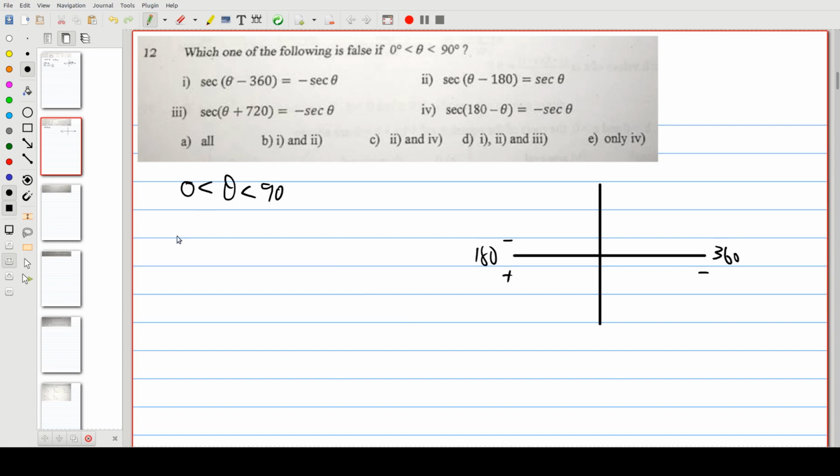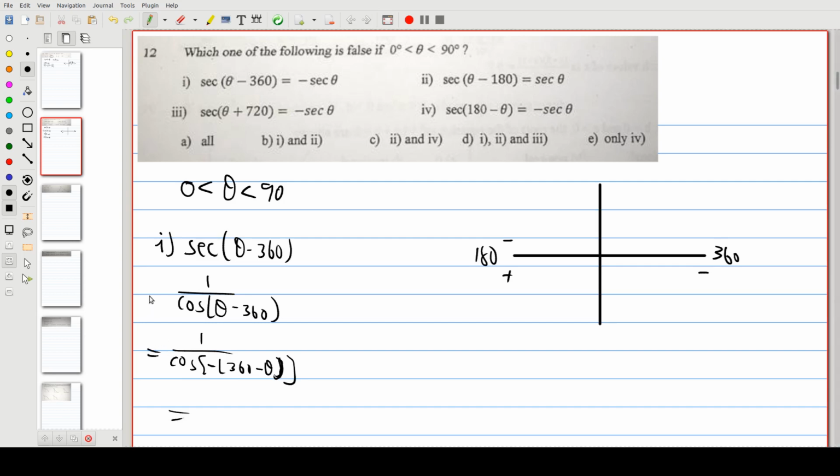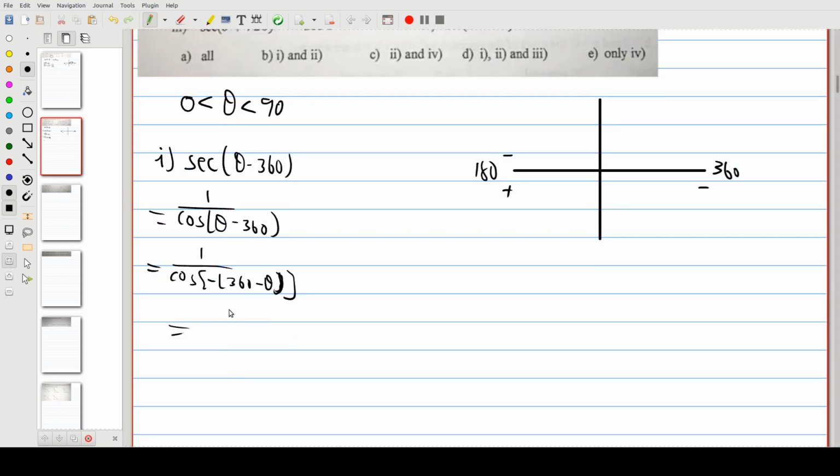Okay, so sec, let's do it like this. Let's write I. We've got sec of theta minus 360. So we know sec is 1/cos, so that's 1/cos of theta minus 360, which we can say is the same as 1/cos of, let's take out a negative, and then it becomes 360 minus theta. Okay, and what we can do here is take this negative to the front, so 1 over negative cos of 360 minus theta.